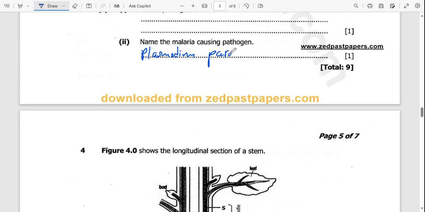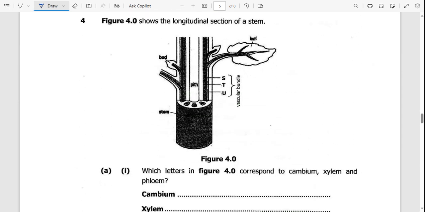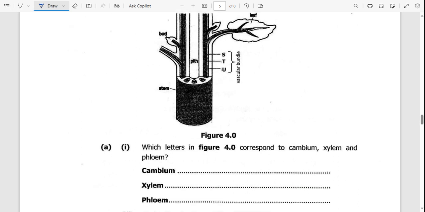Plasmodium parasite. Okay, so that is it. And then we can see the next question. The figure shows the longitudinal section of a leaf. Which letters in the figure correspond to the cambium, xylem, and phloem?